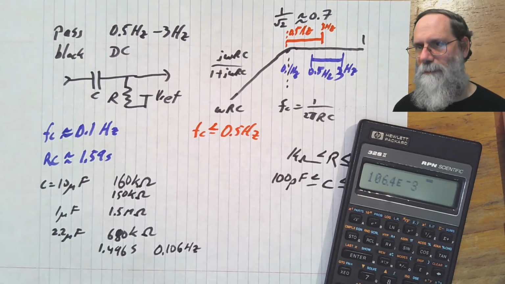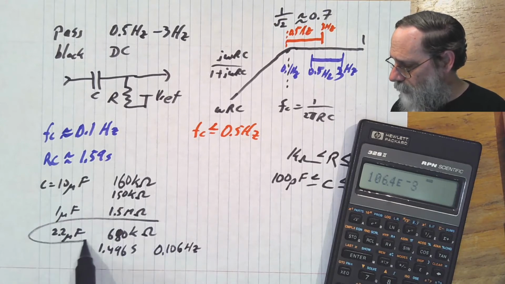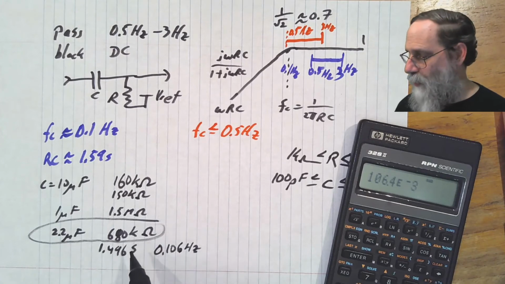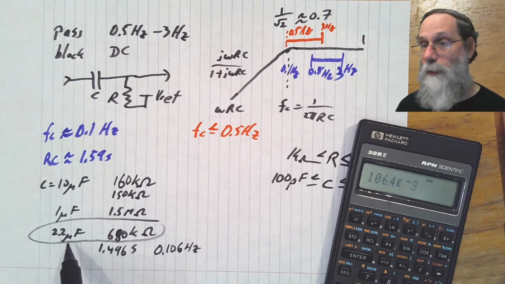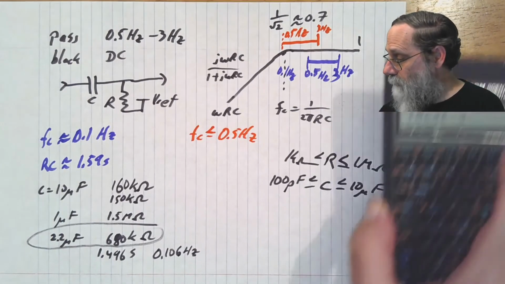That's close enough. Okay, so this actually looks like a pretty good choice to me. It's about as large a resistor as I'd want to go with, and a small enough capacitor that is perfectly reasonable. So there's a good choice. Not the only possible choice, but a good one.